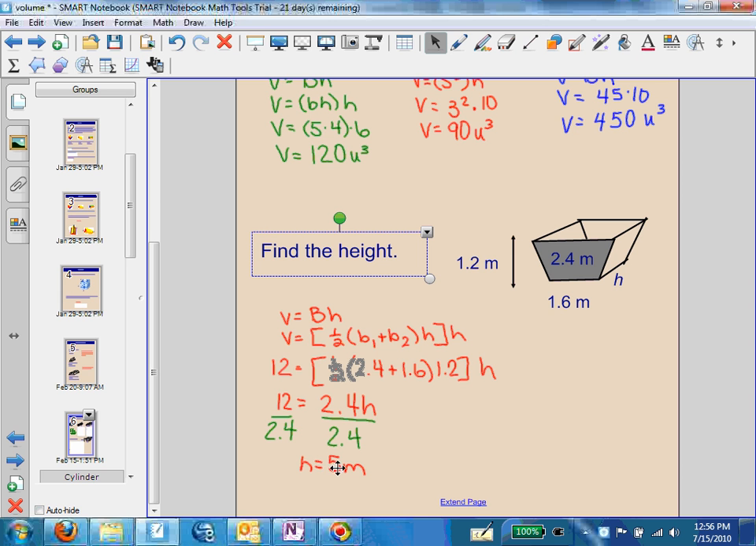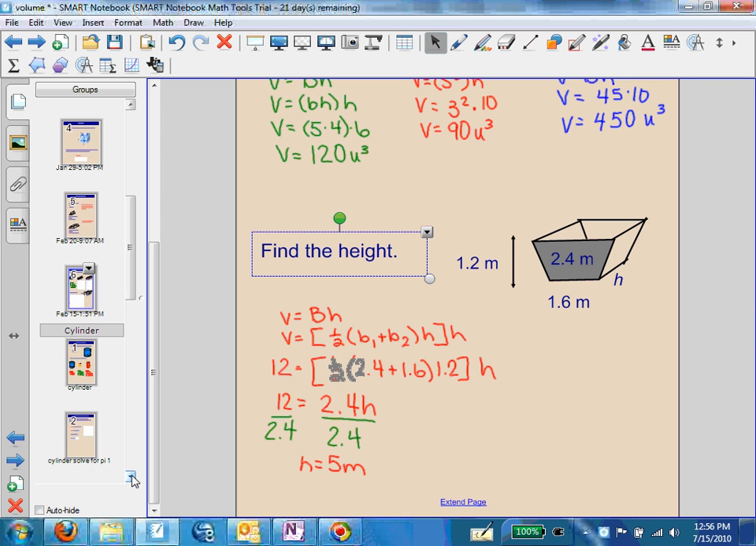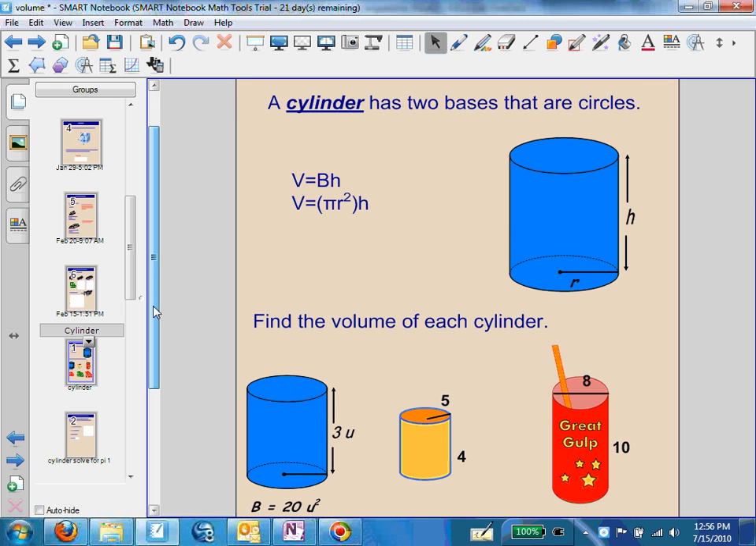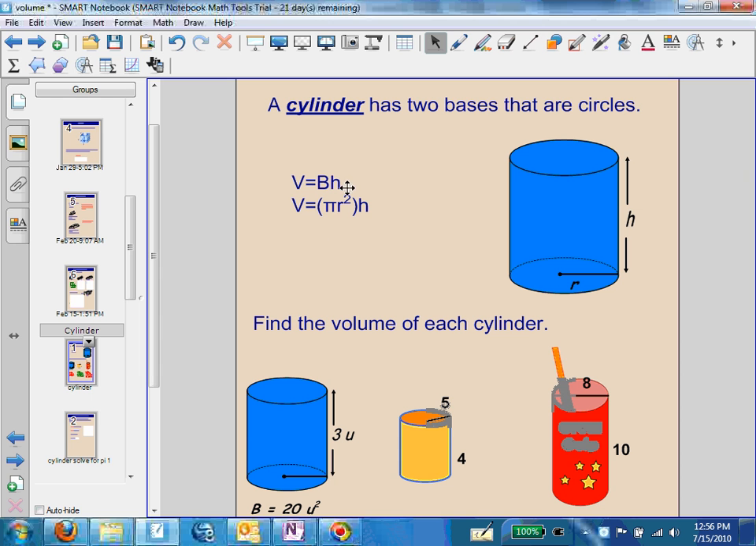And we're working with meters now. It's just meters because we're looking for the length of a line. For cylinders, cylinders have two bases that are circles instead of polygons. And again, the formula is still the area of the base times the height. So our area of a circle is pi r squared, so it's just pi r squared times the height.